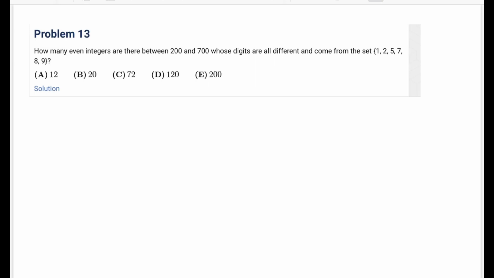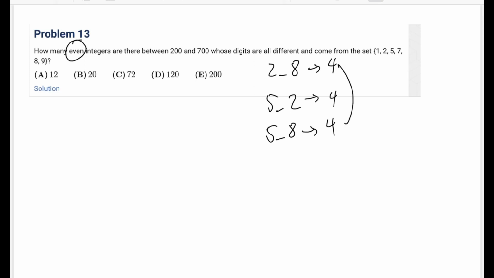different and come from the set 1, 2, 5, 7, 8, 9? Okay, so this can only mean that the hundreds digit can be 2 something and 5 something, but since it has to be an even integer, then the last digit would also be chosen for you. And since 2 is already chosen, we only have 8 left. 2 something 8, and then since 5 has both 2 and 8, it could be 5 something 2 or 5 something 8, right? And so since there are 6 possible values, but we've used 2 of them, 4 are left. Same here, 4 are left, 4 are left. So the sum is 12. So the answer is A.